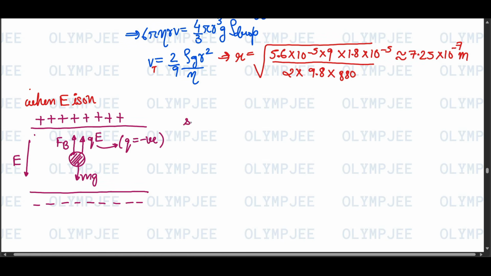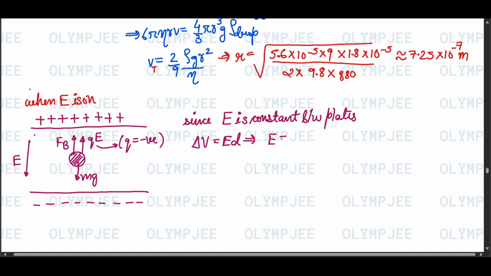And since E is constant between plates, this we already know from electrostatics, so this relationship can be used, which will give us E as delta V by d, which is 10^3 by 6 multiplied by 10 raised to power minus 3.